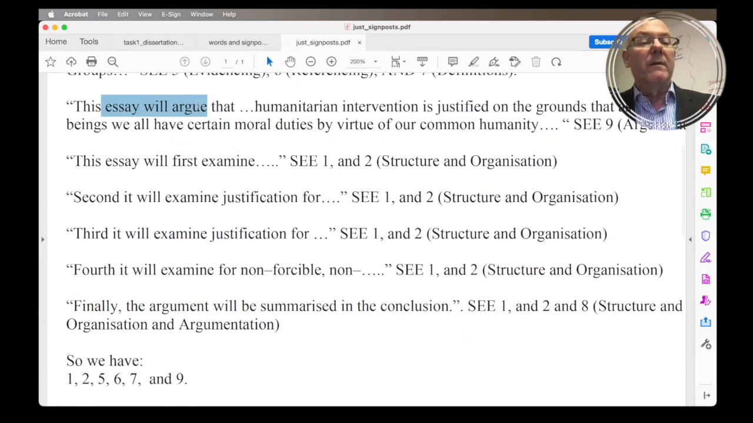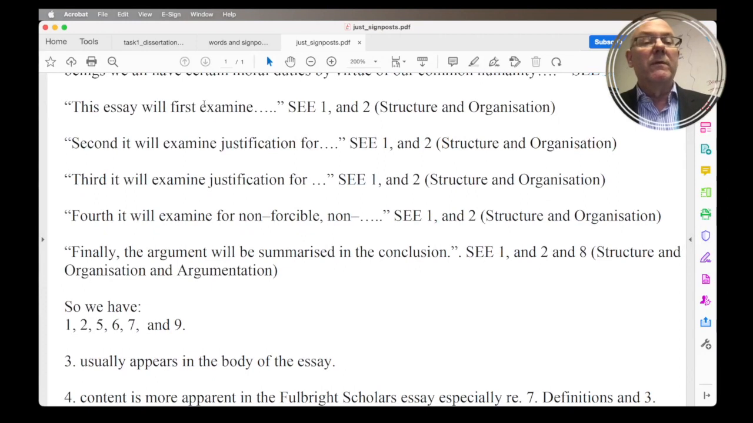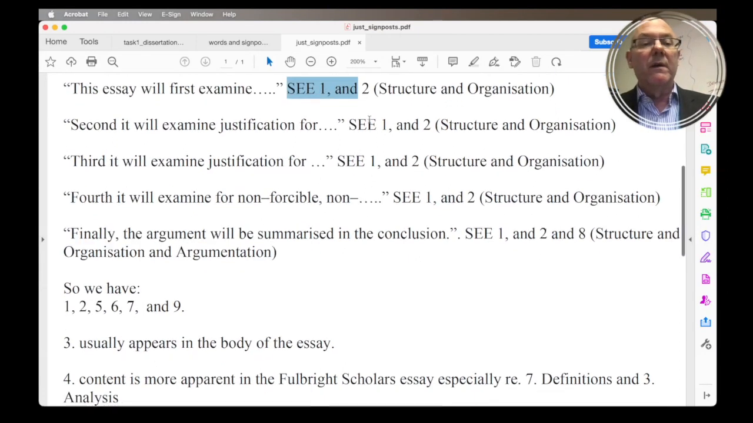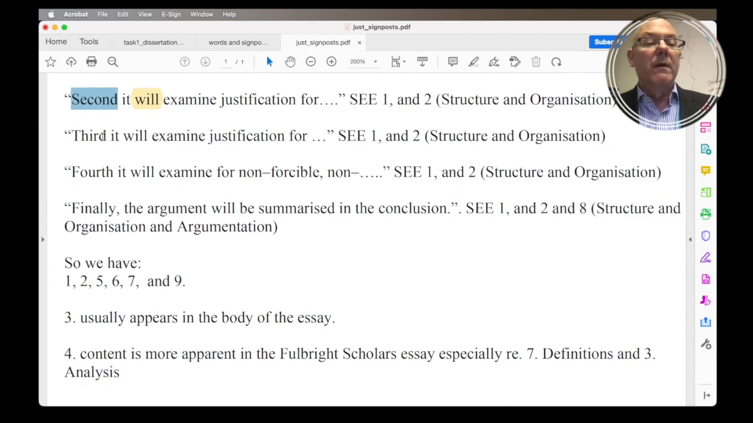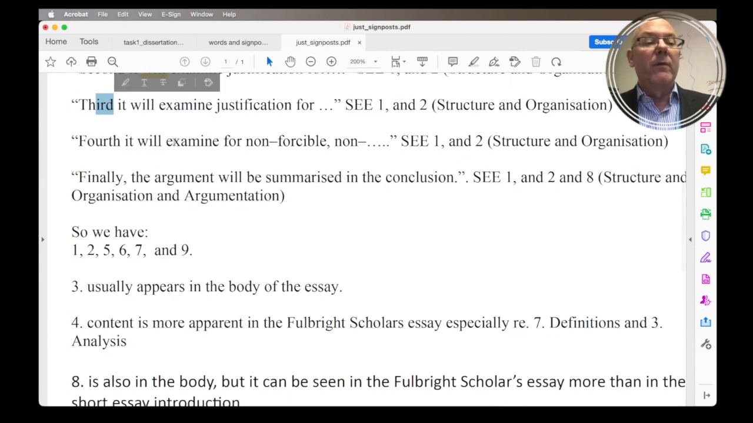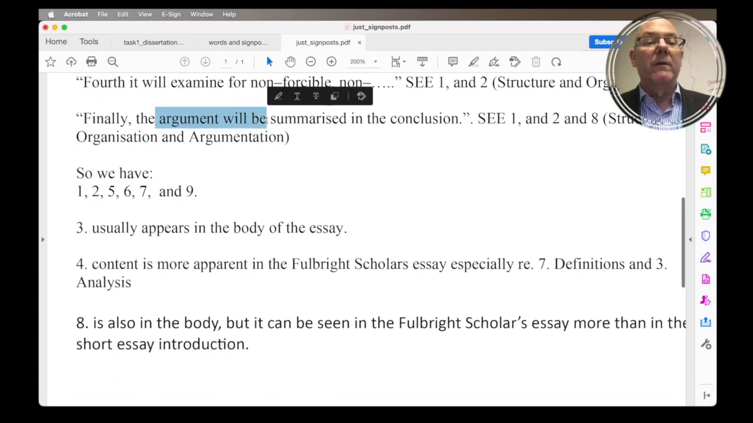The argument, "the essay will argue", relates to criteria 9 or characteristic 9. "The essay will first examine", obviously this is about criteria 1 and 2, structure and organisation, and at first it does something according to the author, second it does something else, third it does something else, fourth it does something else, and so you see how it all works. Finally, the argument summarising the conclusion.